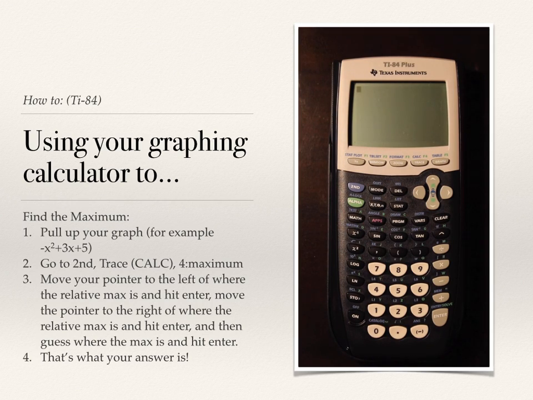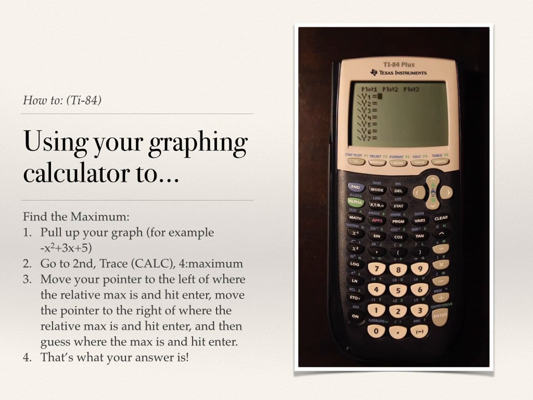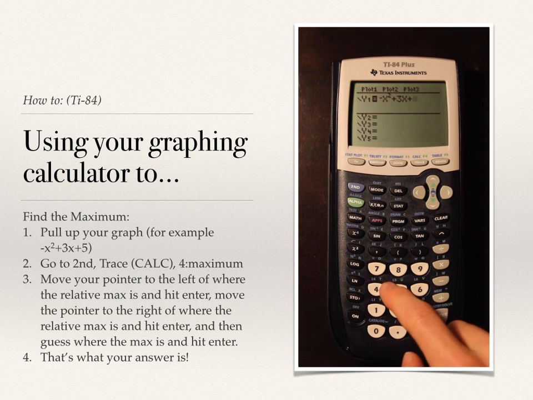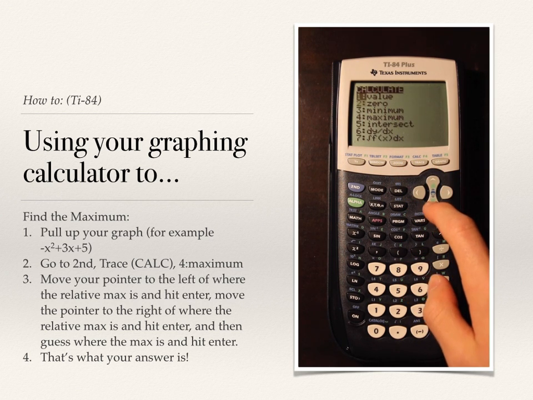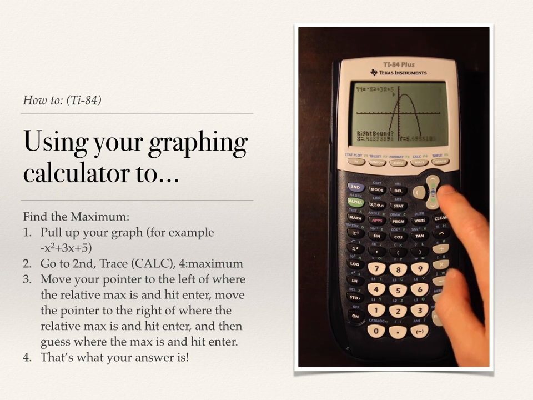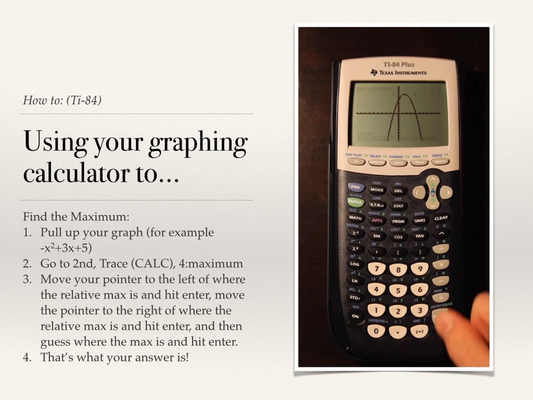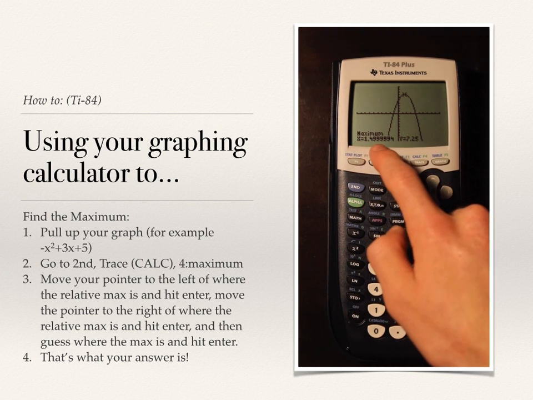And to use your graphing calculator to find the max, you pull up your graph. For example, negative x squared plus 3x plus 5, as shown to the right. Go to your second. Graph it first, of course. But then you're going to go to your second, the trace or calc button, number 4, which is maximum. You're going to move your pointer all the way down to the left. And then from there, you're going to move your pointer all the way to the right. And you get that little column of where you want. And then you're going to guess where the max is. And then boom. That's what your answer is, right there. Easy peasy lemon squeezy.